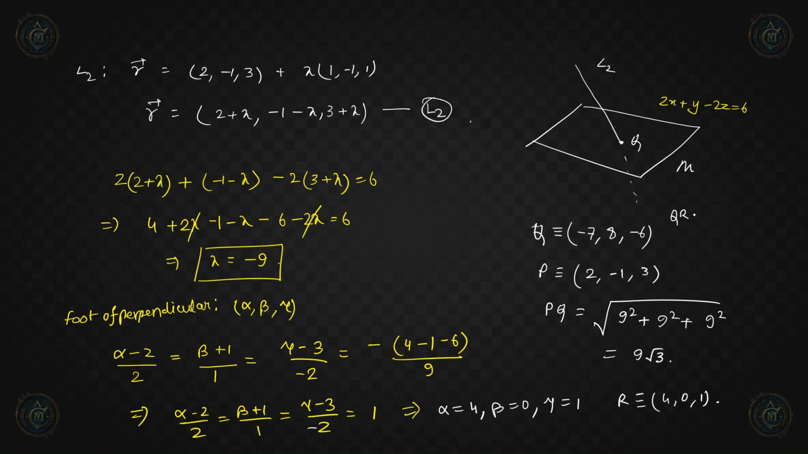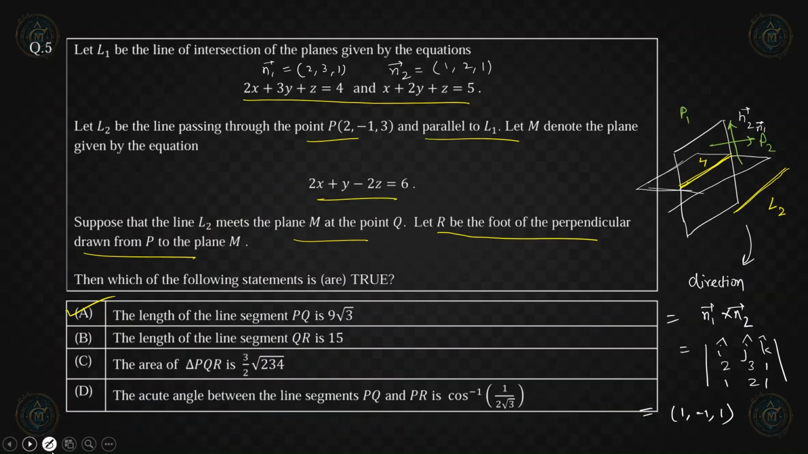So if we calculate the distance QR, it will be equal to under root 11 square plus 8 square plus 7 square. So this will be 121 plus 64 plus 49. That means this will be under root 234. Sorry, 234. So this is the QR distance. This is not equal to 15. That means we can say option B is not correct.